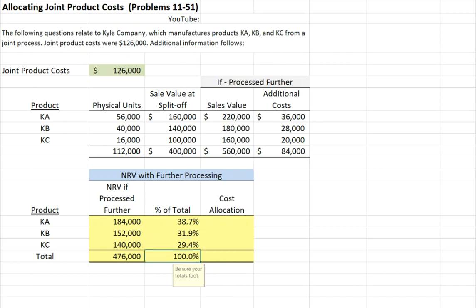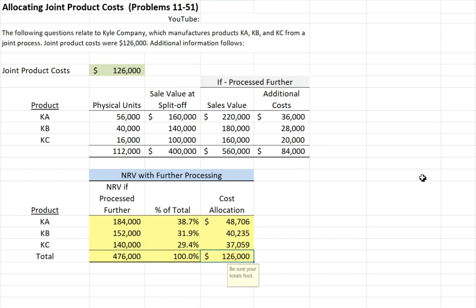Our cost allocations then, 38.7% times 126,000 gives us $48,706. Product Kb will be allocated $40,235 in cost, and product Kc $37,059 in product cost. Again, sum your column to be sure it equals our total product costs.